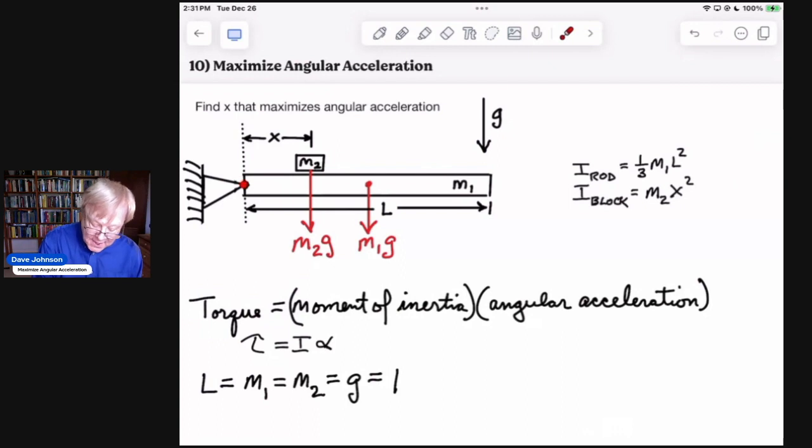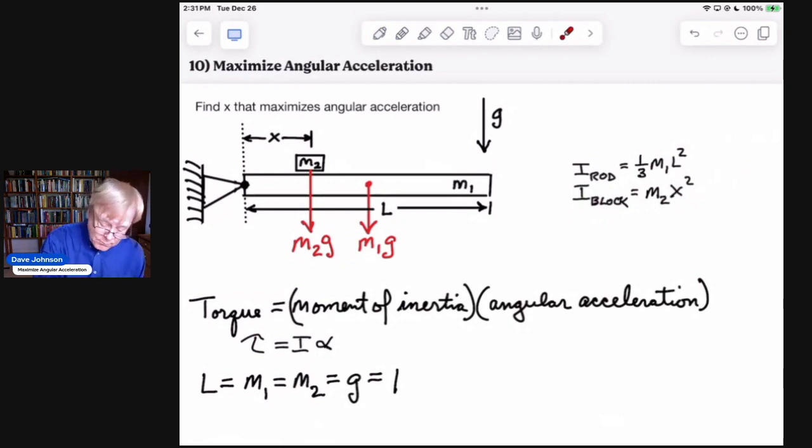So because it's pivoted at the end, its moment of inertia is 1/3 times its mass times its length squared. So 1/3 m1 L squared. And the moment of inertia of the block, a distance x from the pivot point, is its mass, m2, times x squared, x being the distance from the block to the pivot point.